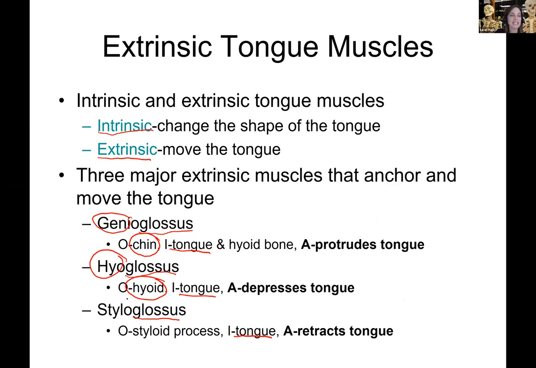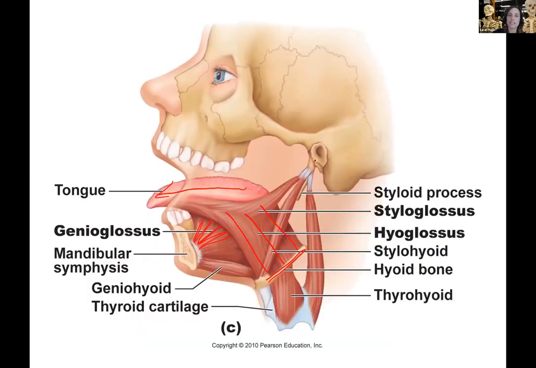And then the styloglossus, the origin is the styloid process. Again, the insertion's the tongue, glossus. And this one, you can see it runs from, here's that styloid process. So it's going to run from the styloid process to the tongue. And this one is going to pull the tongue back in the mouth. It's going to retract that tongue.